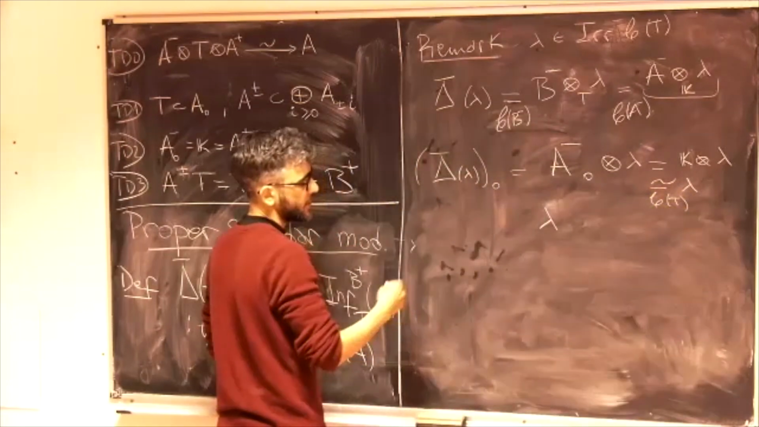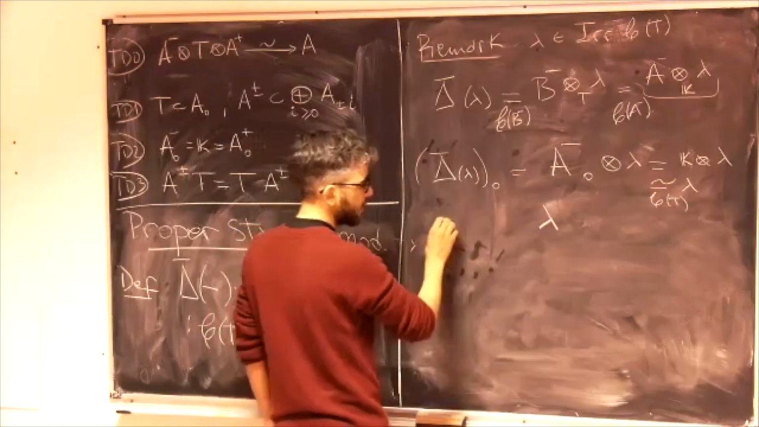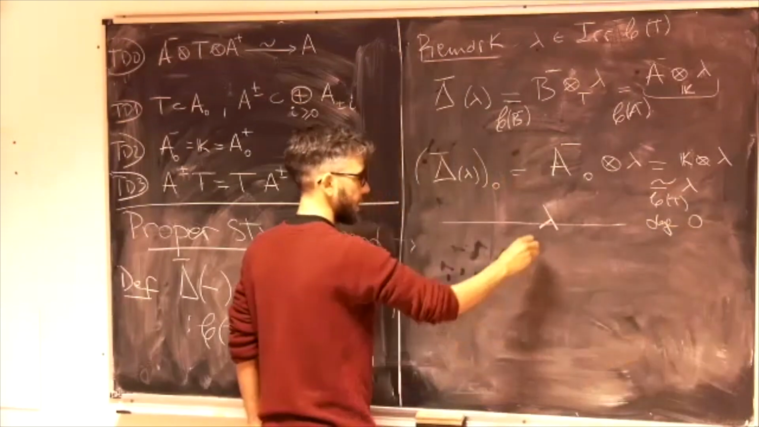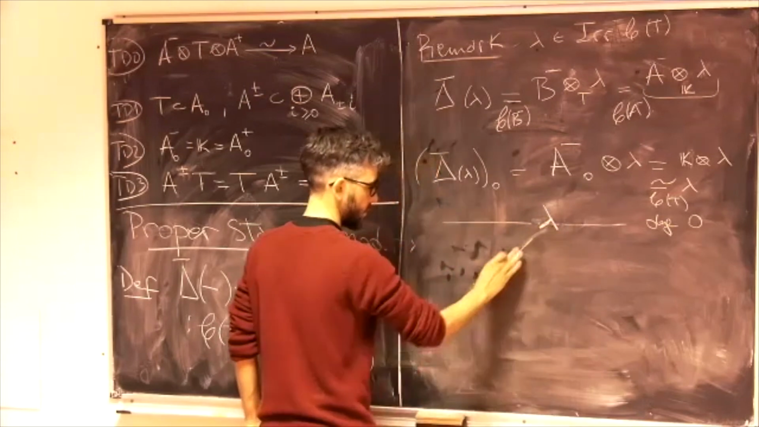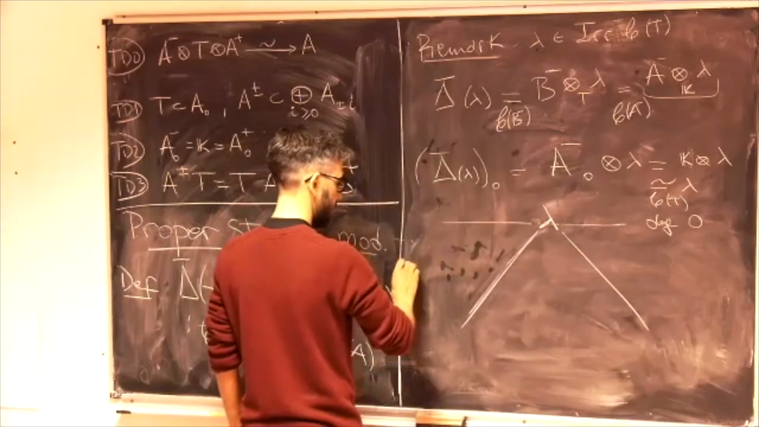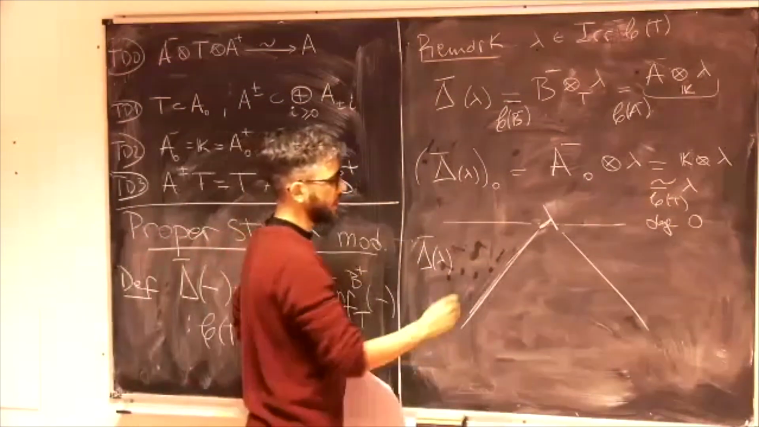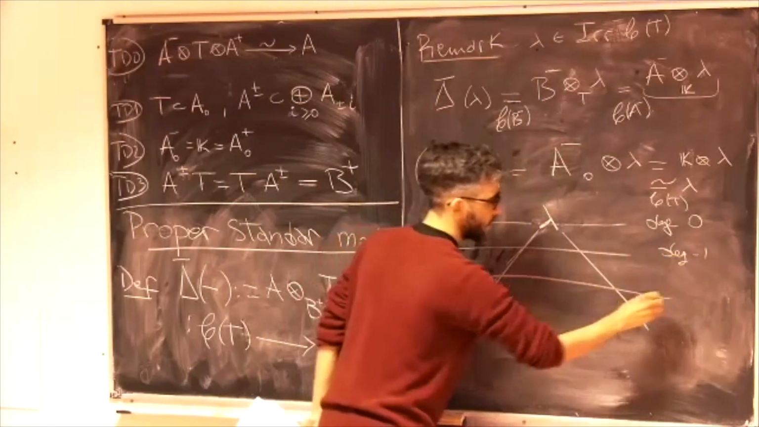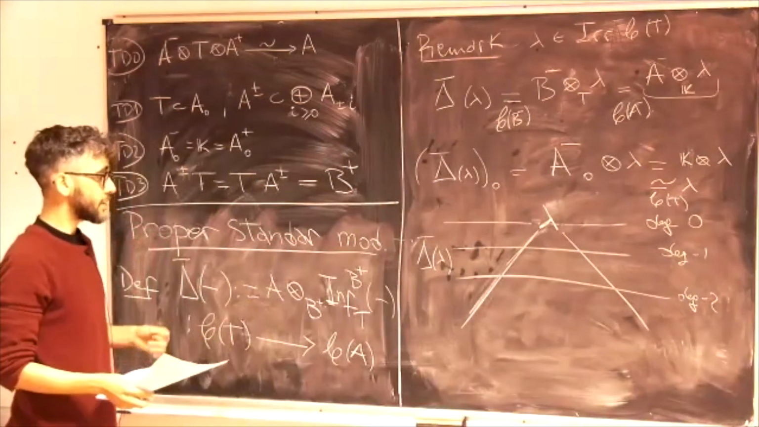So we can draw this proper standard module as we have lambda at the top in degree zero, and we have a lot of things. We have like a mountain. This will be the proper standard module. We have something in degree minus one, degree minus two, and so on. This is a way we can imagine these proper standard modules.